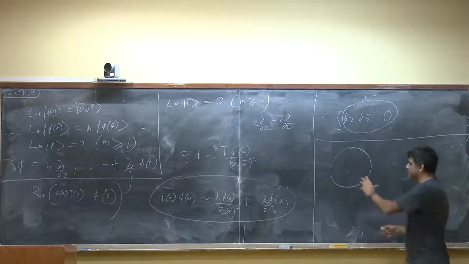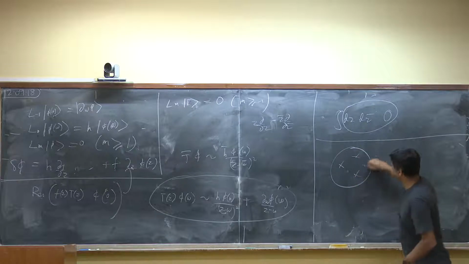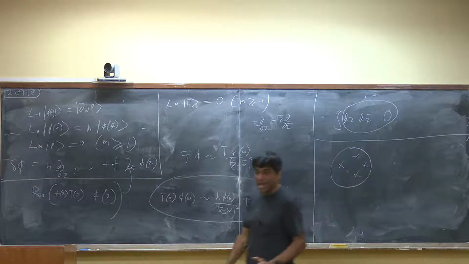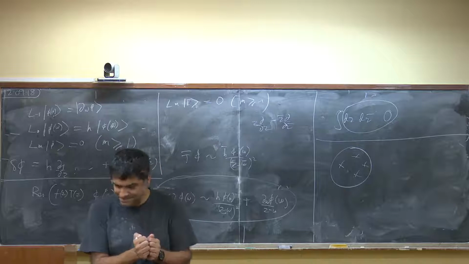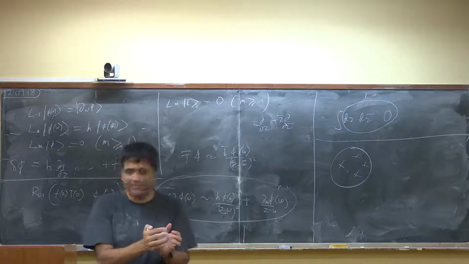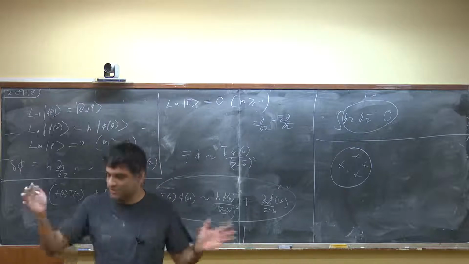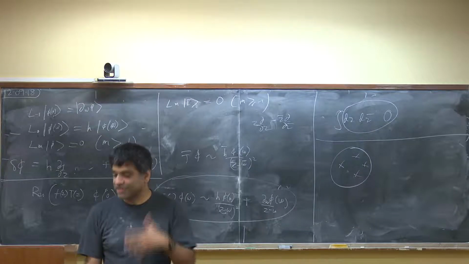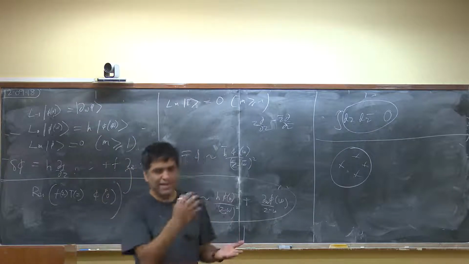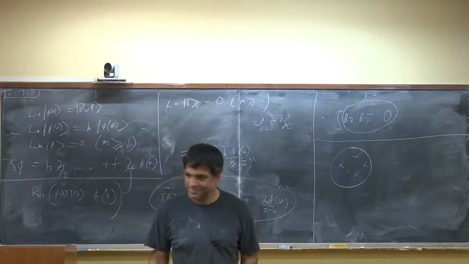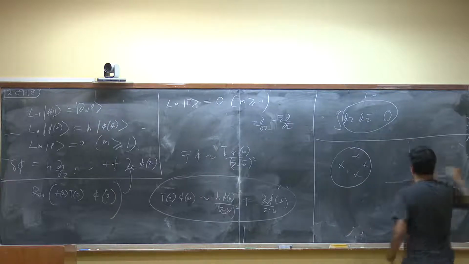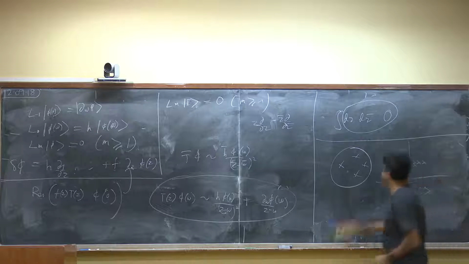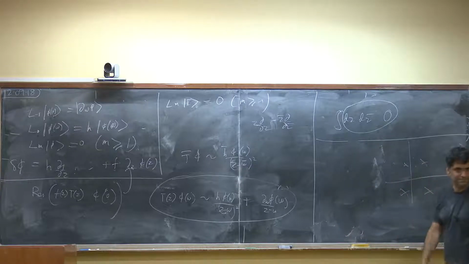If I do this and I look at correlation functions on the plane, all correlation functions have to be invariant under SL2R transformations. That is the transformations generated by L minus 1, L0 and L1. Why is that? The reason for that is very simple. I've got all these correlation functions, and this is the correlator that I'm interested in.